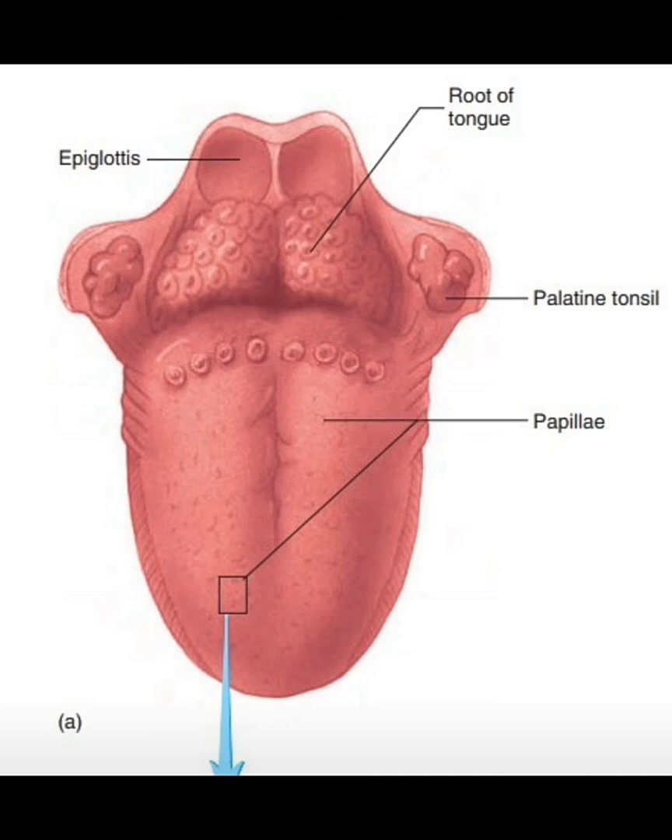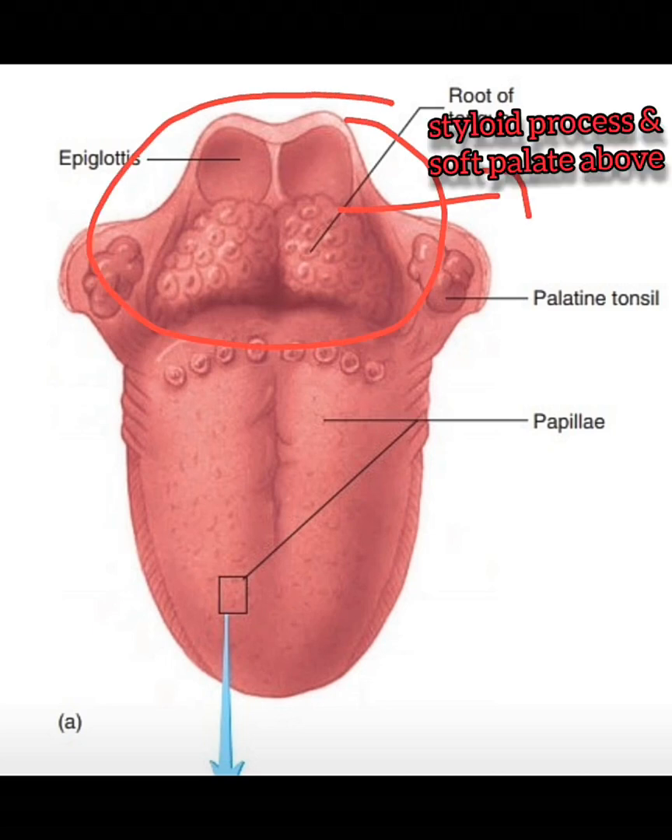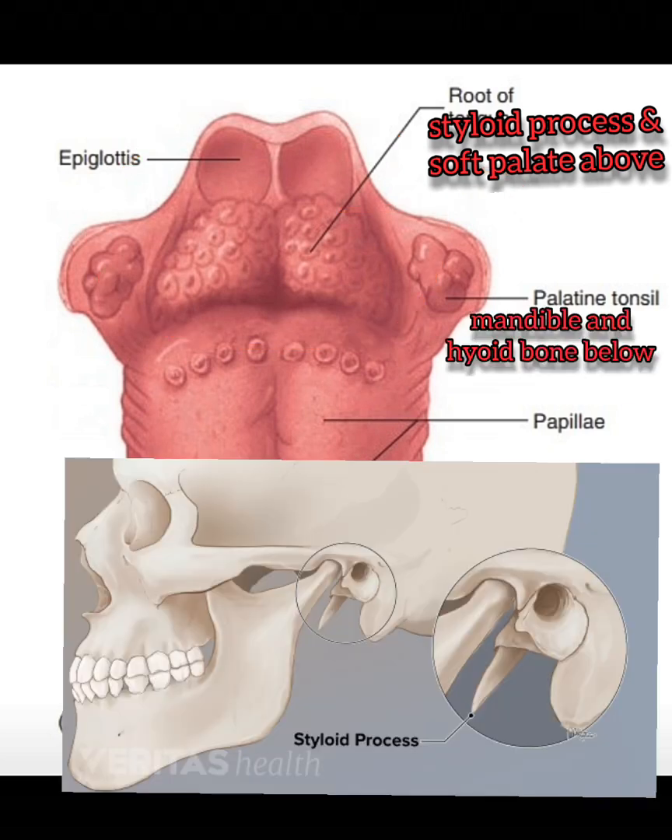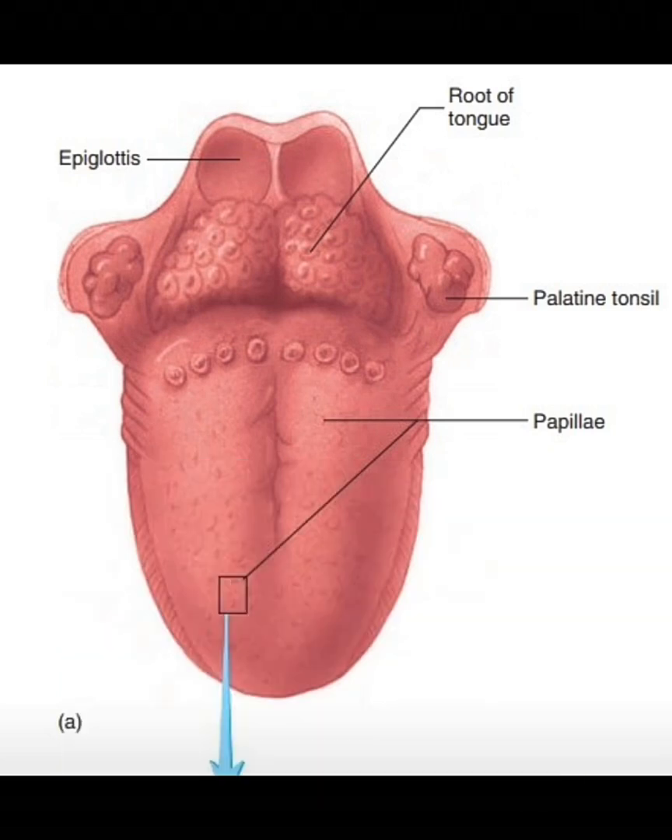This root is attached to the styloid process and soft palate above, and below is the mandible and hyoid bone. The styloid process is the structure that is present in the base of the skull. Because of this attachment, we are not able to swallow the tongue itself. The tip of the tongue forms an anterior free end.